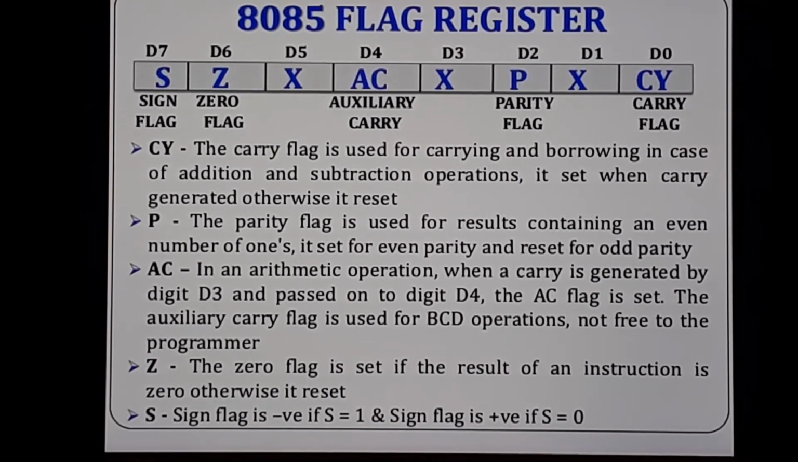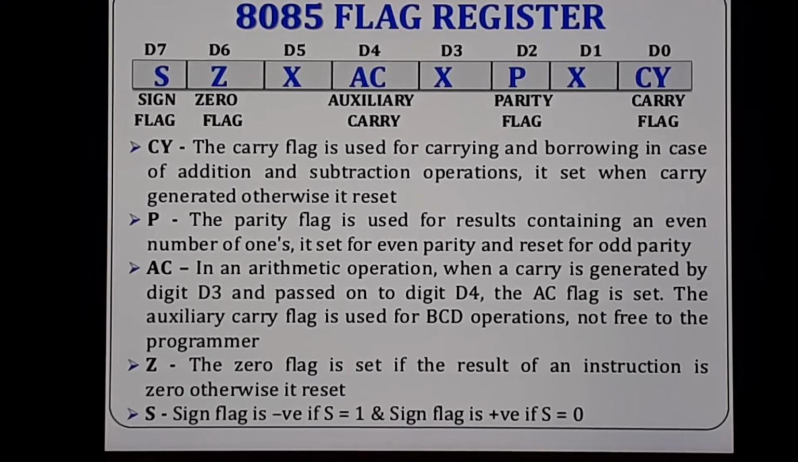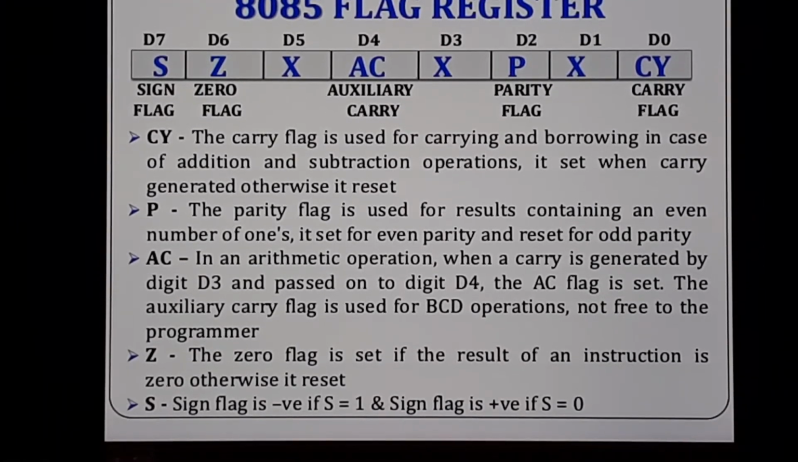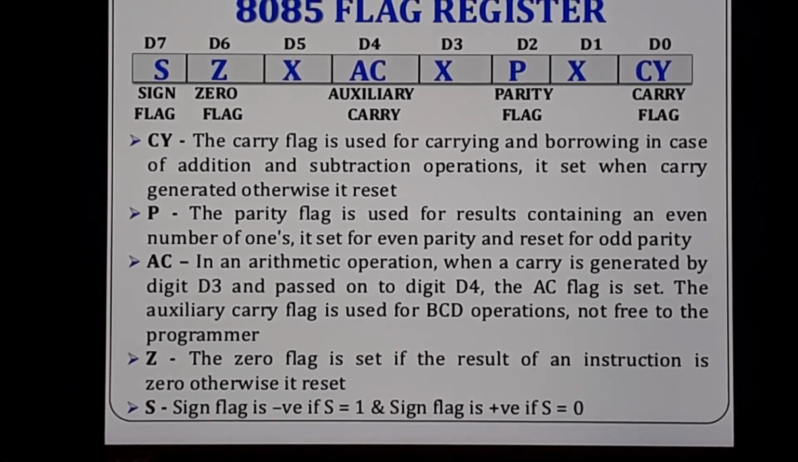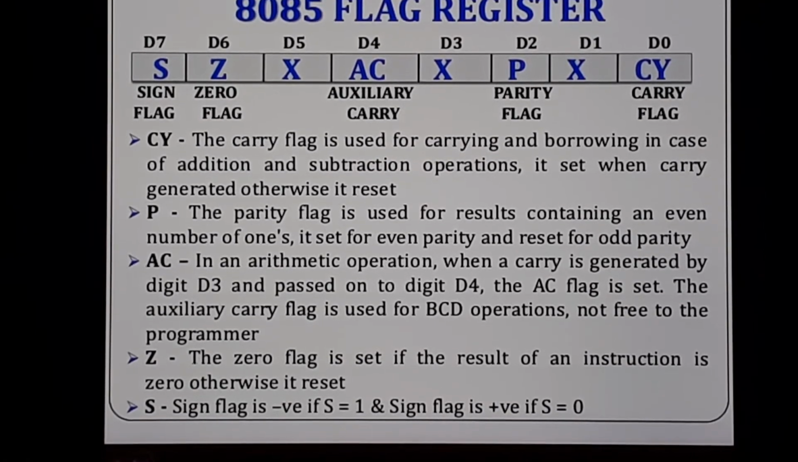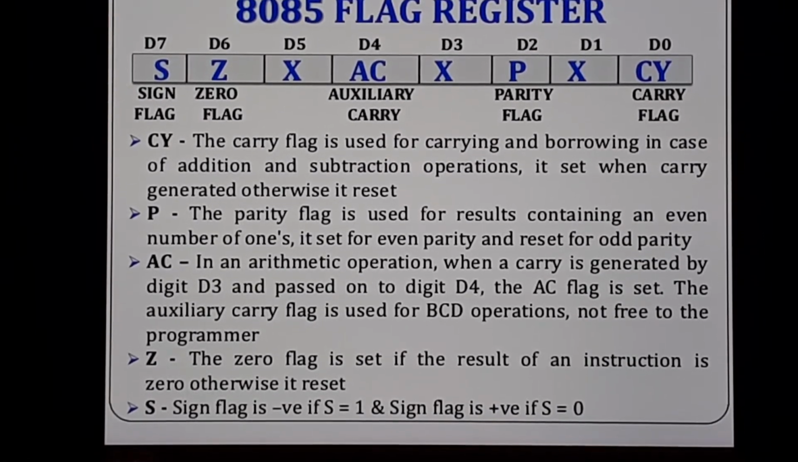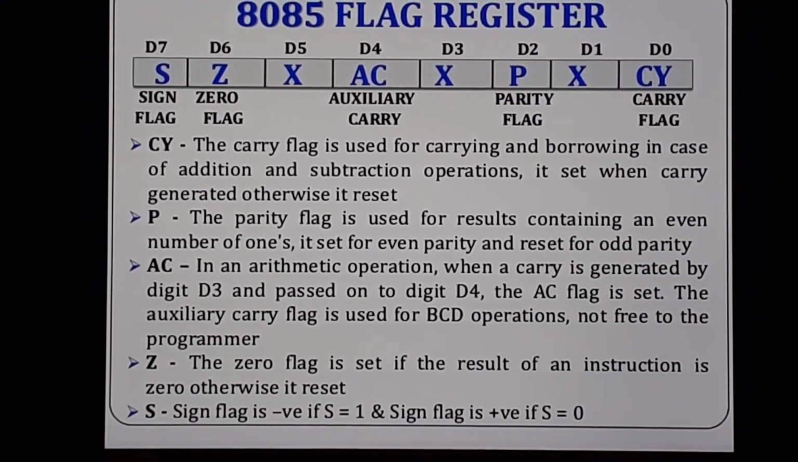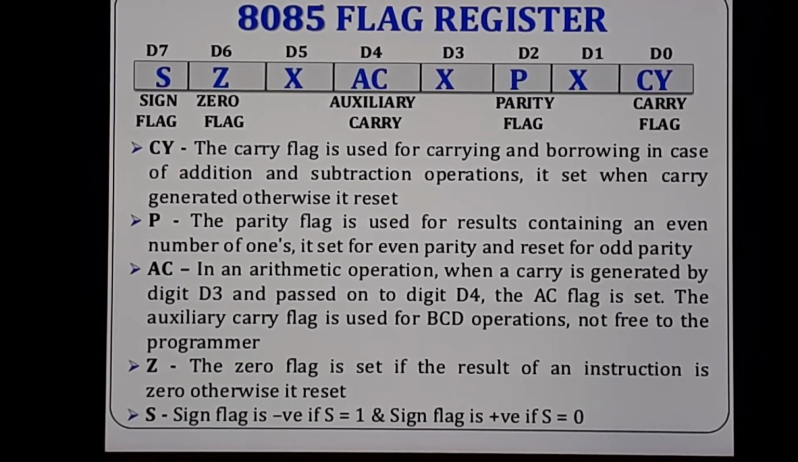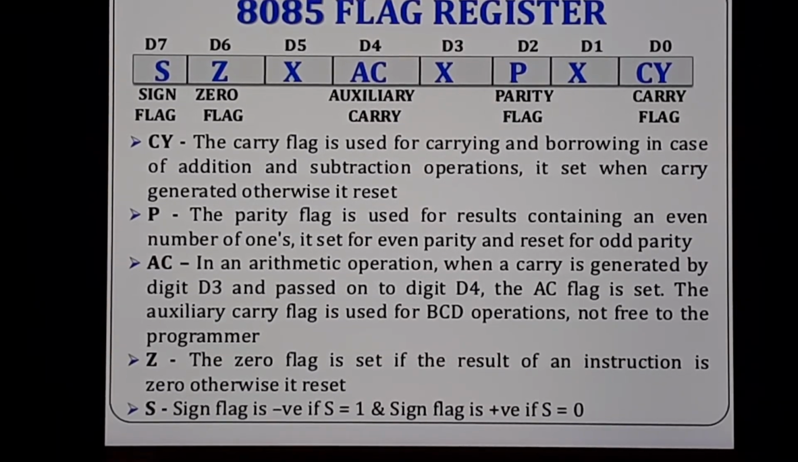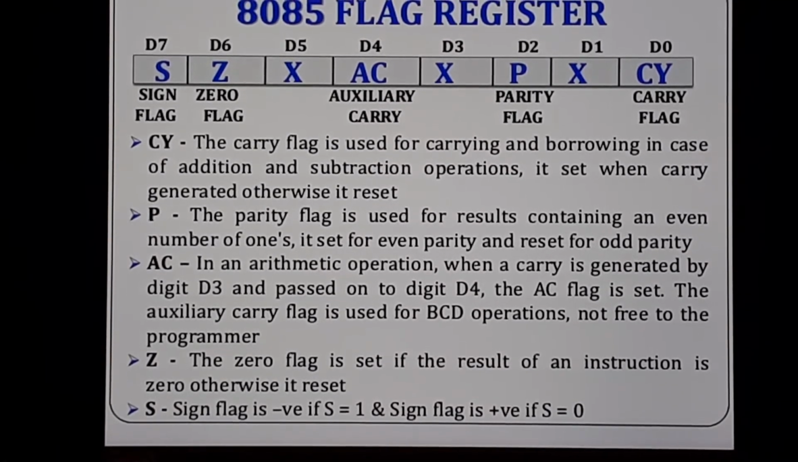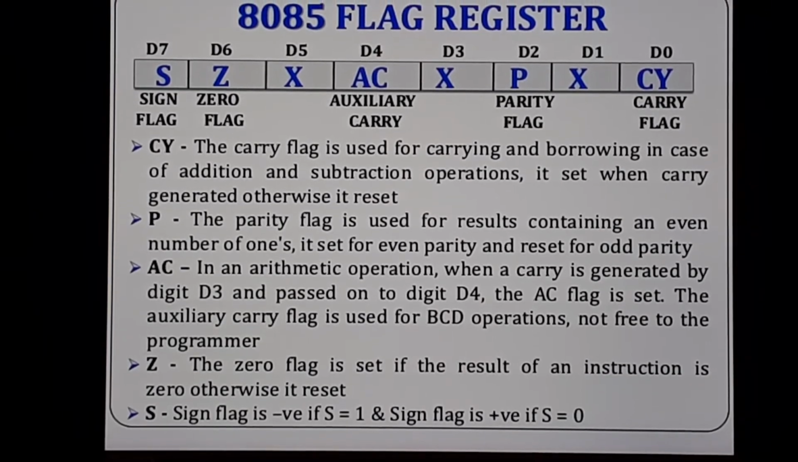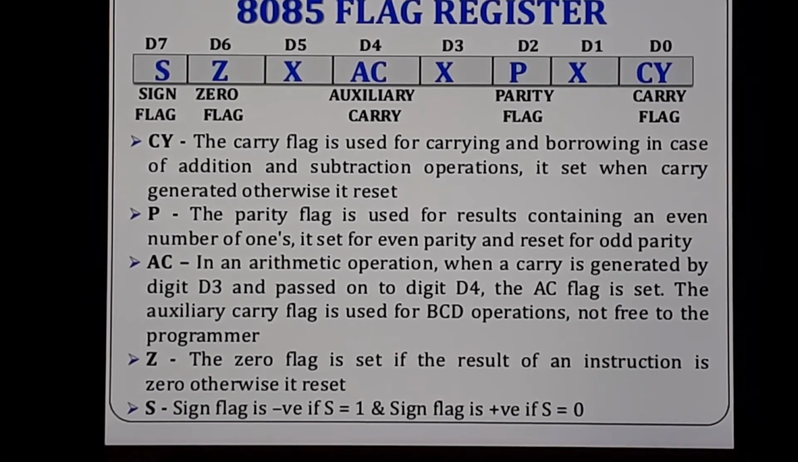Now let's start. This is only the theory part. In the next video we'll see some examples of this particular flag register. So number 1, that is D0, is CY, which stands for carry flag. You need to study this description first. Now we'll see when these 5 flags will be set to 1 and when they will be reset to 0. These flags will be set or reset according to the addition or subtraction result that you get in your accumulator. So let's start.